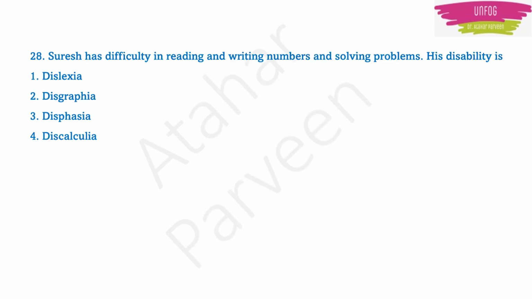Next question, number 28. Suresh has difficulty in reading and writing numbers and solving problems. His disability is, so the four options they are giving are dyslexia, dysgraphia, dysphasia, dyscalculia. So Suresh is the person who has difficulty in reading and writing numbers and solving problems. So what is the disability he has? It is called dyscalculia.